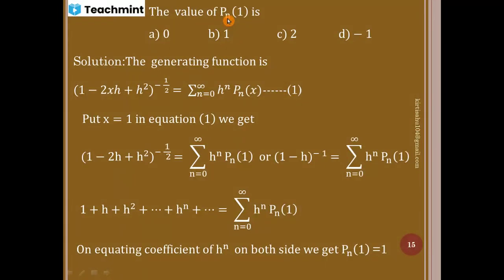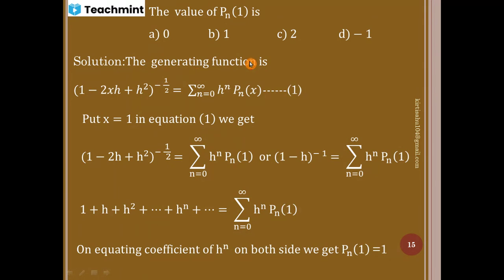Right? So the variable x will remain as it is. Whereas, what is the use of the generating function? The generating function gives you the value of the Legendre polynomial for different values of x, right? Here, P_n at x equal to 1 is required. So we will make use of the generating function.